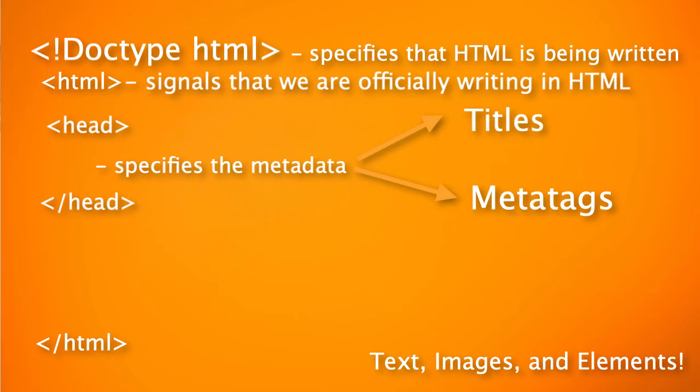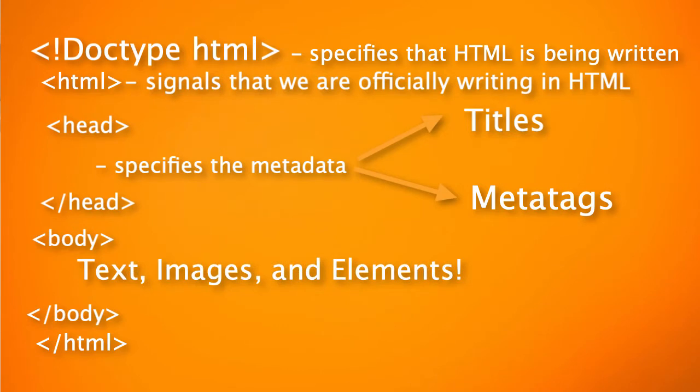After our metadata and titles have been created, the body tag comes into the picture, where most of our HTML will be written, including headers, paragraphs, text, and images. These four tags, doctype, HTML, head, and body, are absolutely essential in creating a web page.